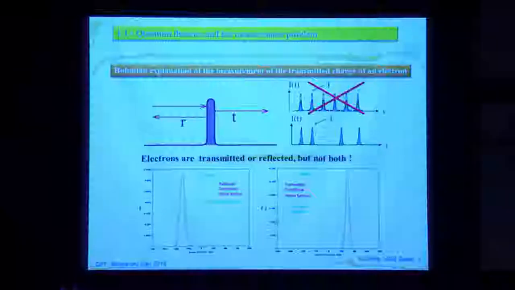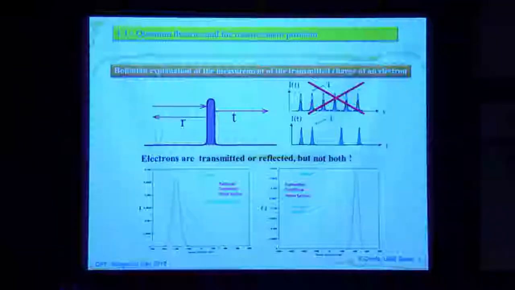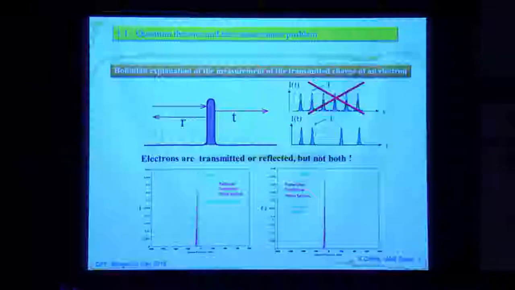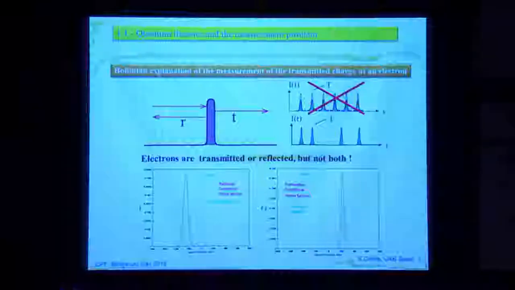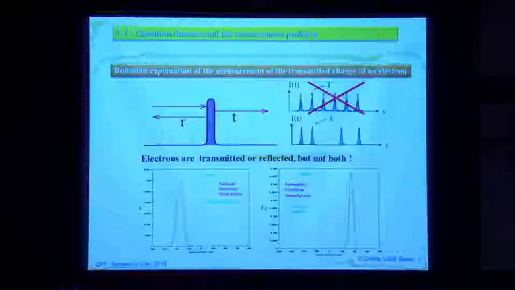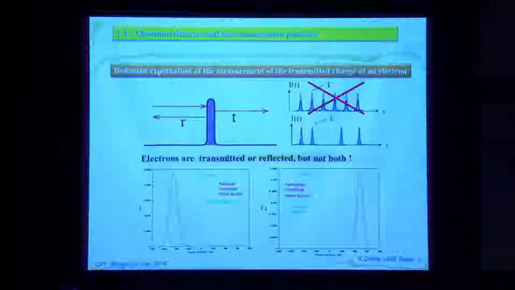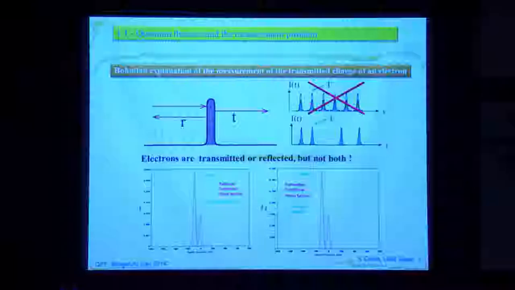We need some wave functions that evolve in this way. You see this is a wave packet impinging on a barrier. It's partially separated, but this is a reflected wave packet. This disappears, and you have only the transmitted part. And here the reflected part disappears, and you have only the transmitted part. These are conditional wave functions in the Bohmian language. I will explain carefully what this conditional wave function is.